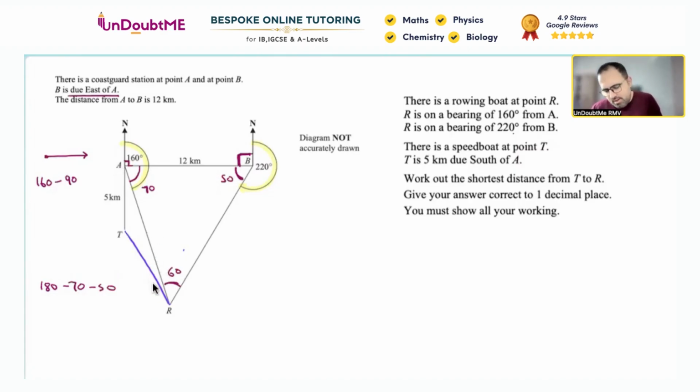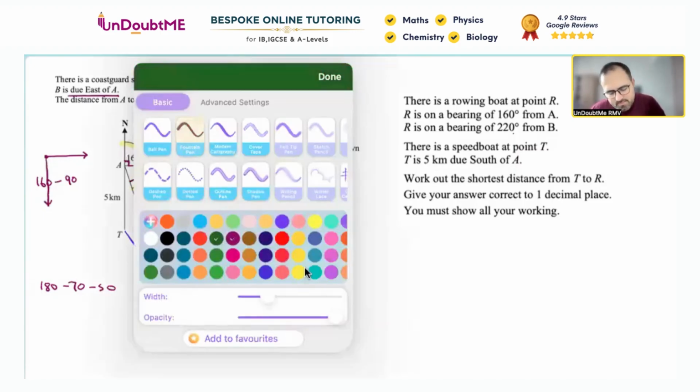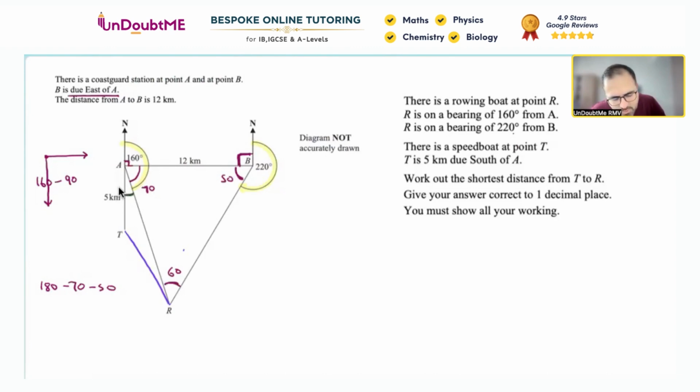About T, what is given? T is due south. South means it is exactly at the bottom. So if I have this full angle as 160, then I can get this small angle using the straight line, because the line NAT is a straight line. So because of that, 160 plus that angle will be 180 and this internal angle is 20.